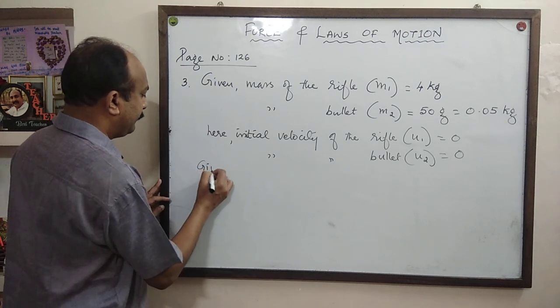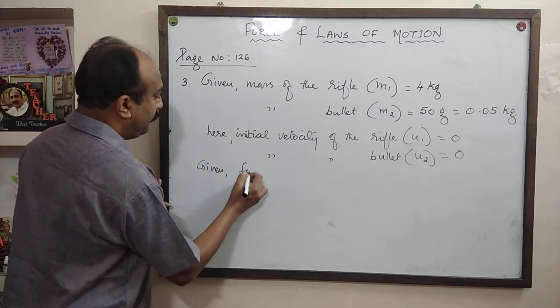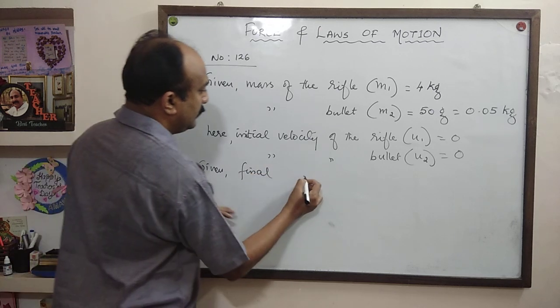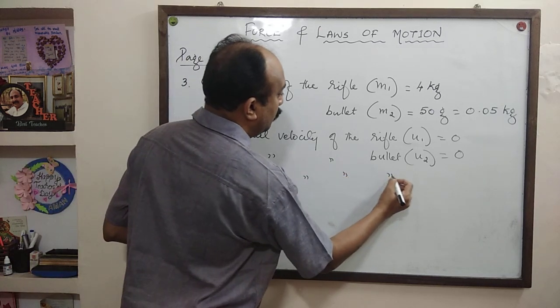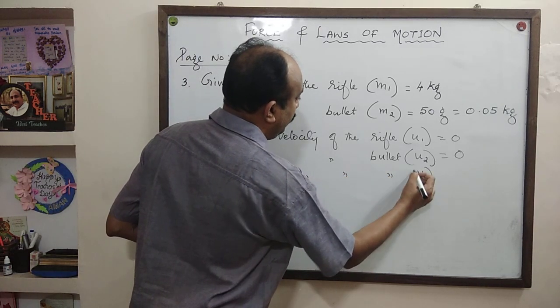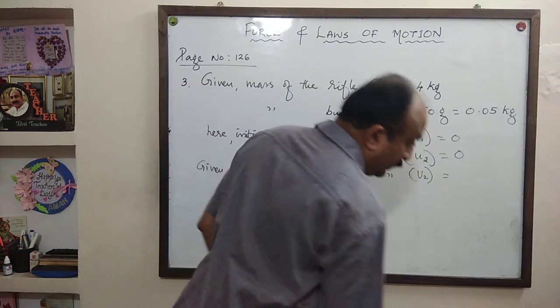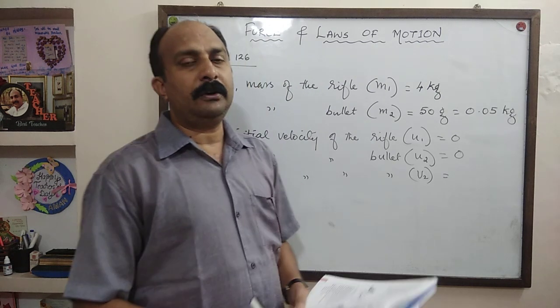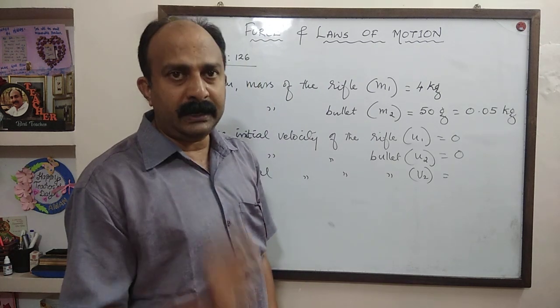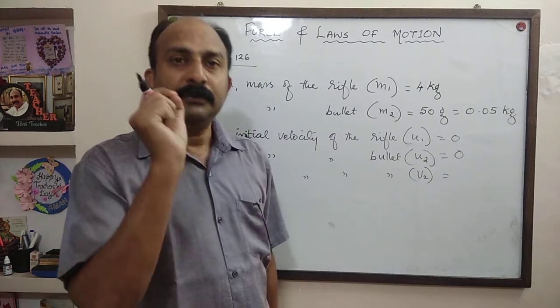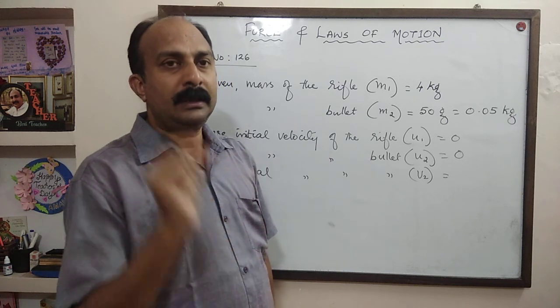Given final velocity of the bullet, so what is that? V2. The bullet is taken as the second body. Remember this point, the velocity by which the bullet is fired from the rifle is V, not U.